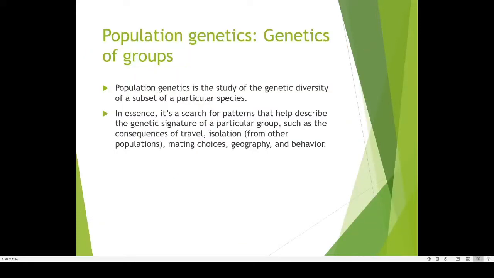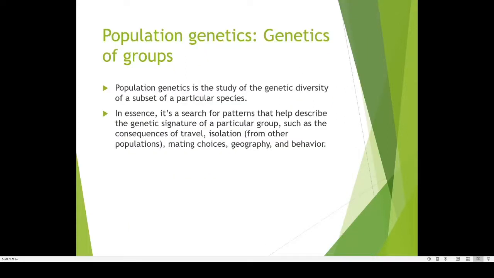So next is population genetics. So it's genetics in groups of people or in groups. Population genetics is the study of the genetic diversity of a subset of a particular species. In essence, it's a search for patterns that help describe the genetic signature of a particular group, such as the consequences of travel, isolation from other populations, mating choices, geography, and behavior.